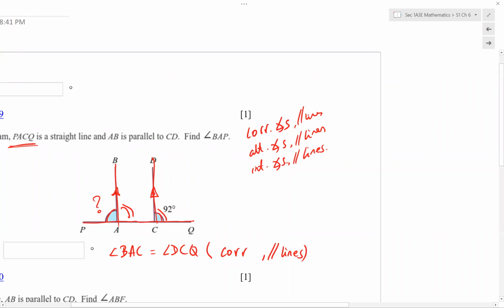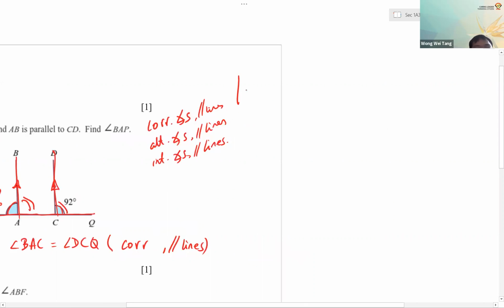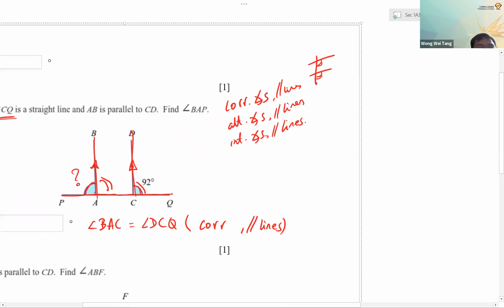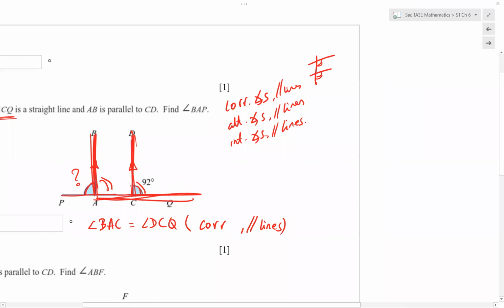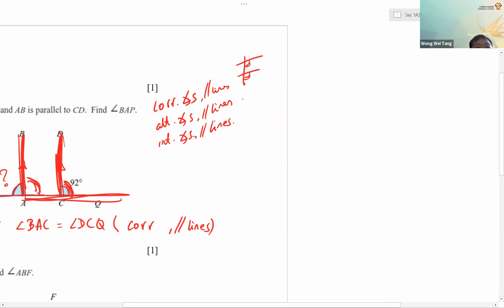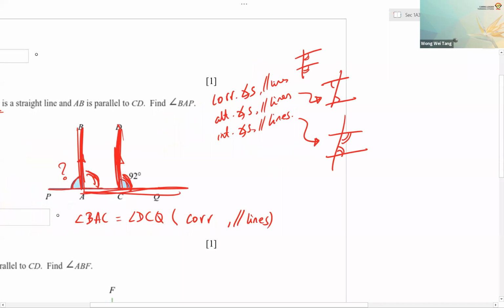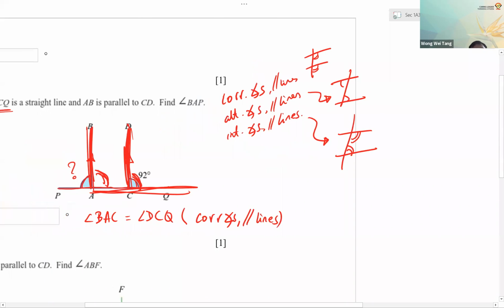Okay, how do you remember this? Corresponding looks like a letter F, like this. We're looking for these two angles, which is found over here. Can you see it? They correspond to each other. They have the same orientation. They face the same direction. That's corresponding. Then alternate looks like the letter Z. These two angles are the same. And the last one, interior angles. We have these two angles, they add up to be 180 degrees. Now, corresponding angles, parallel lines.